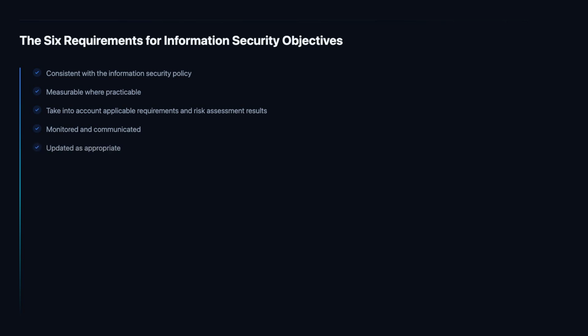The requirement to update objectives as appropriate recognizes that security priorities change. Threat landscapes evolve, regulations change, the organization grows or changes its business model, and risk assessments produce new findings. Objectives that were appropriate 12 months ago may no longer address the organization's current risk profile. The update requirement creates an expectation that objectives are reviewed at planned intervals, typically aligned with the management review cycle, and revised when the security context changes.